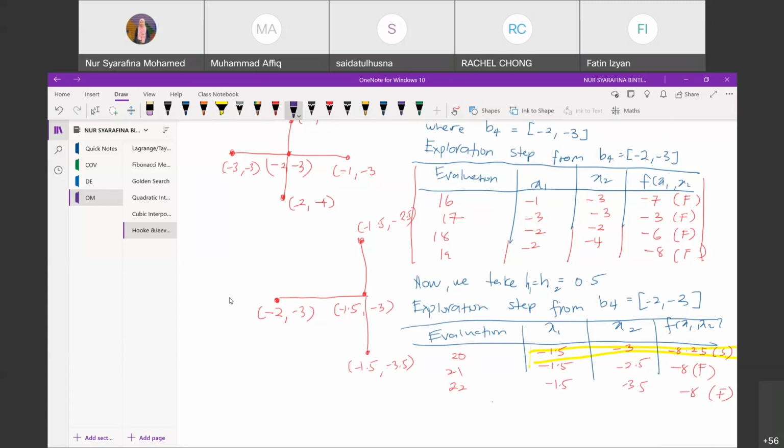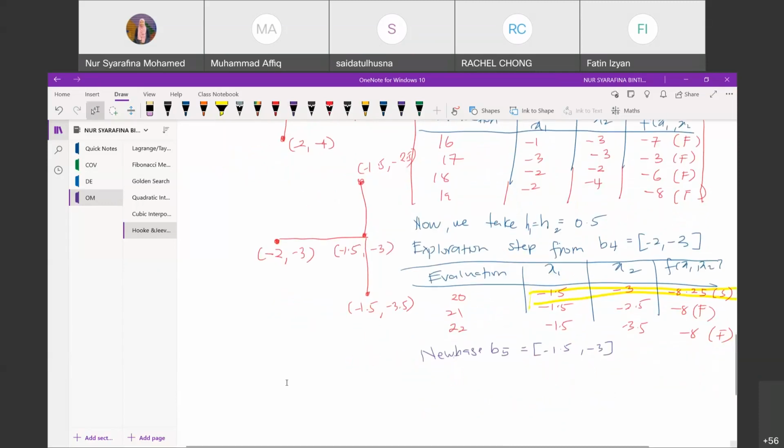Okay, so your new B5. Now we have B5. When you have your new base, you should search your pattern again as before and then repeat the process until at least H is less than 0.25. Is that clear? So you can try to proceed with the steps, and the last evaluation should reach up until evaluation 42.